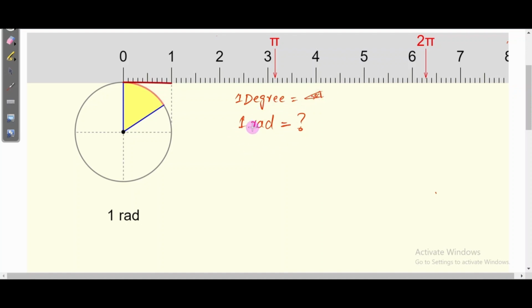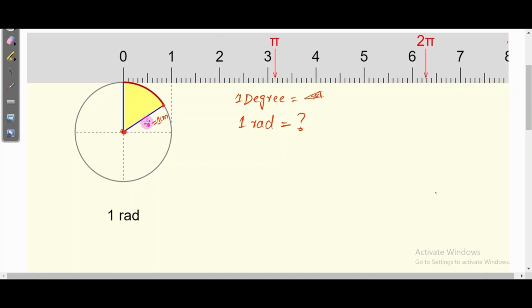But here we don't know about the radian. So this is actually the circle, and the circle has radius r. So this is the radius from this center to this arc. This radius will have some length. So let's say we take this as 1 centimeter.